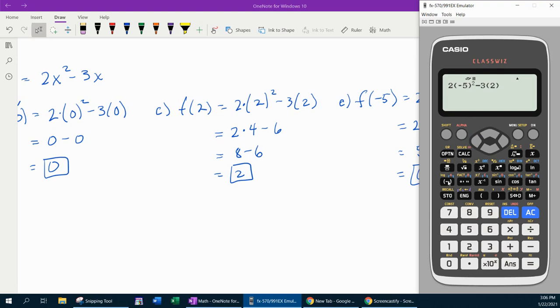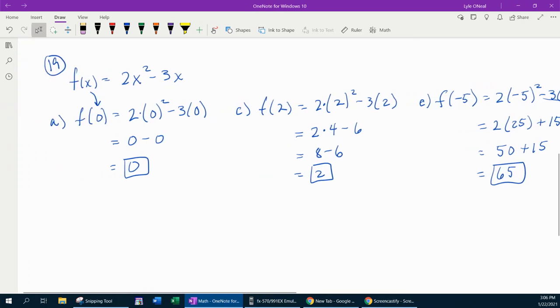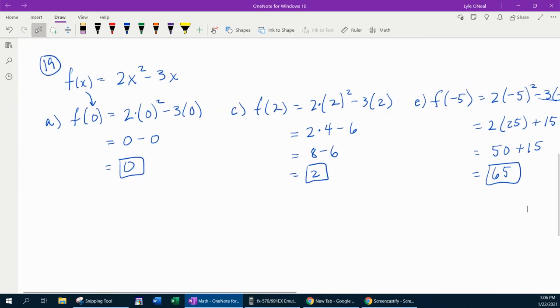Did you see there's my negative button? Negative 5. And delete. And verified. Yay, man, I love the calculator. And these are so much fun, evaluating functions. Let's try another one. Let's do part F.